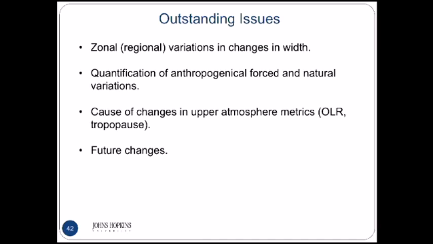It'd be nice to try an approach to figure out how much of these variations are actually due to natural versus forced, and we need to know that to know whether the models are getting it right and what's happening in the future, and what's happening with some of these upper atmospheric kind of metrics. Anyhow, okay, thank you.